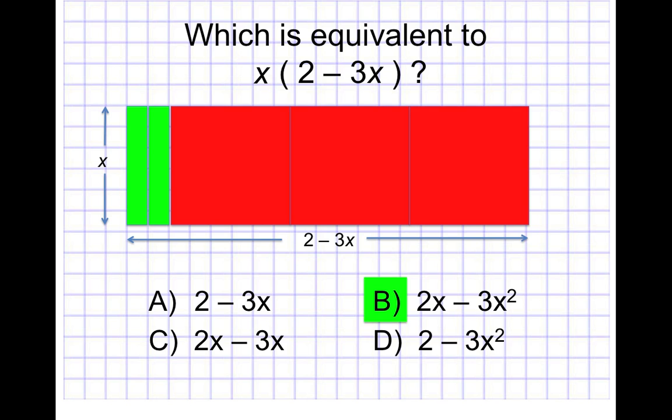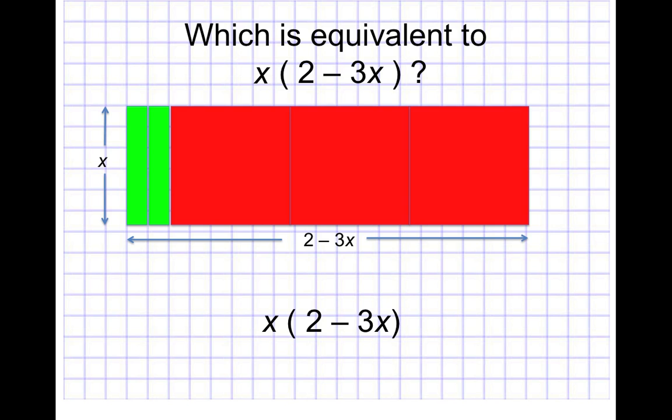Altogether, we have 2 of the x pieces, those green ones on the side, and we have 3 of the negative x squared pieces. Algebraically, we could individually multiply the 2 by the x and the negative 3x by the x, coming up with 2x as our first term, negative 3x squared as our second term.